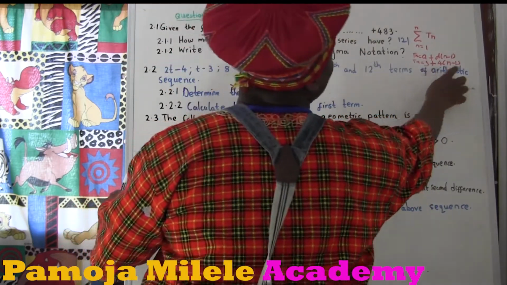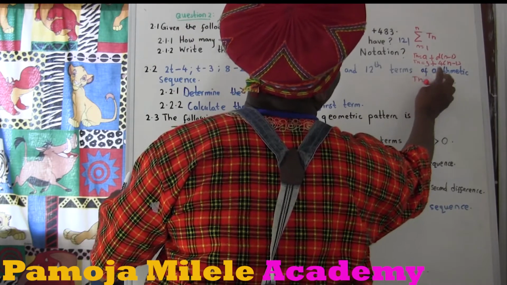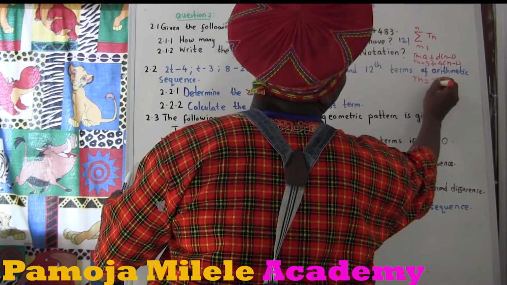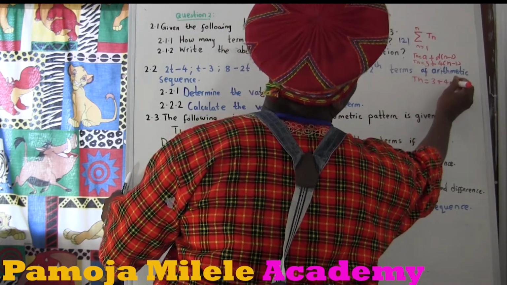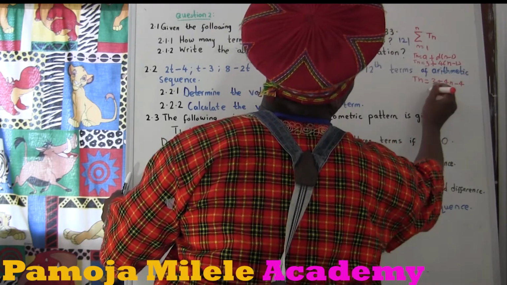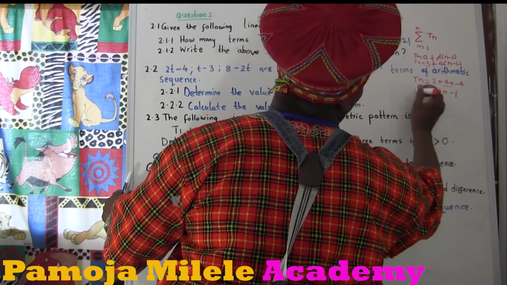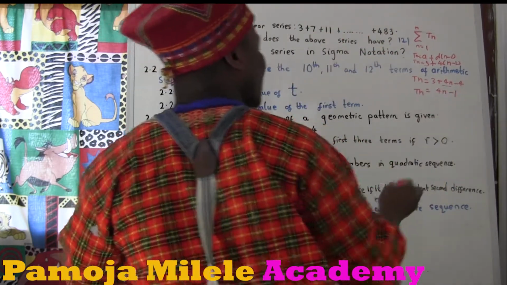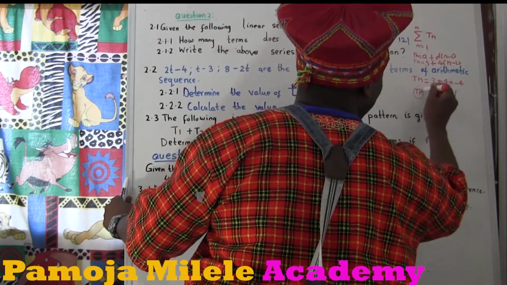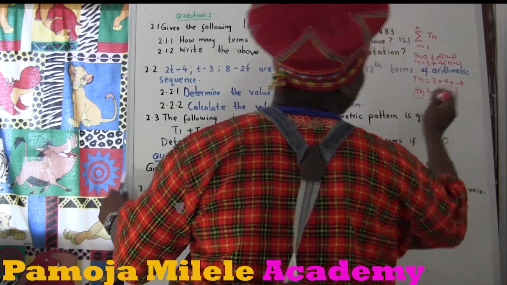Okay, so what you do, simplify. So this Tn equal to 3 plus 4 times n is 4n, and then 4 times negative 1 is negative 4. So this is going to give us 4n plus 3 minus 4, negative 1. Oh, so our Tn is there. So what that means, I'm going to replace this Tn here with this.